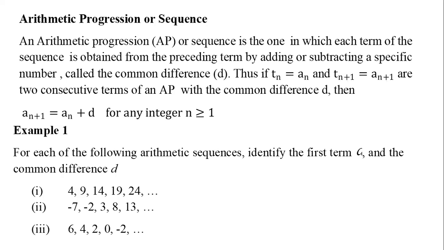Now, the second one, what is the first term of the second one, Roman figure 2? -7. Thank you. What is now the common difference? 5. Thank you. That is -2 minus -7, which is -2 plus 7, which equals 5. Do you see it? Yes, sir. Now, what is the first term of the third, Roman figure 3? 6. What is now the common difference? -2. Thank you. It means you understand it.